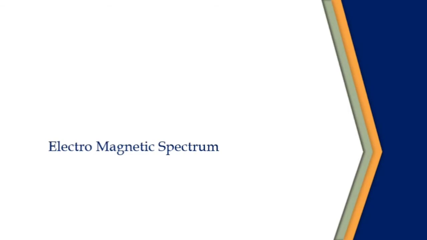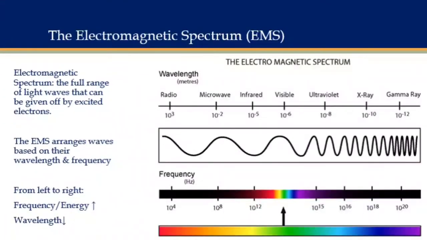Let's take a quick look at the electromagnetic spectrum. The electromagnetic spectrum, sometimes you might see it as EMS, is the full range of waves that can be given off by excited electrons. Now this includes waves from visible light, it includes radio waves, all the way up to gamma ray. So something from very harmless to things that get really hot and radioactive. The electromagnetic spectrum arranges waves based on their wavelength and frequency. From left to right, you can see that frequency is increasing.